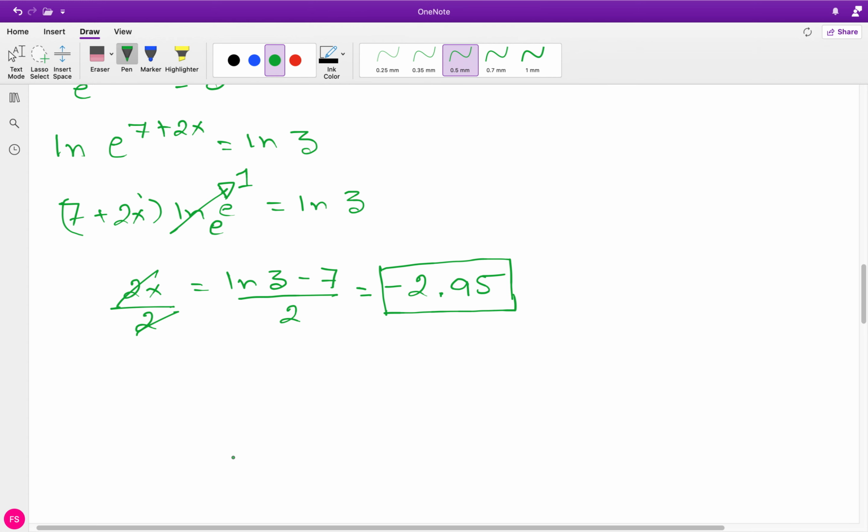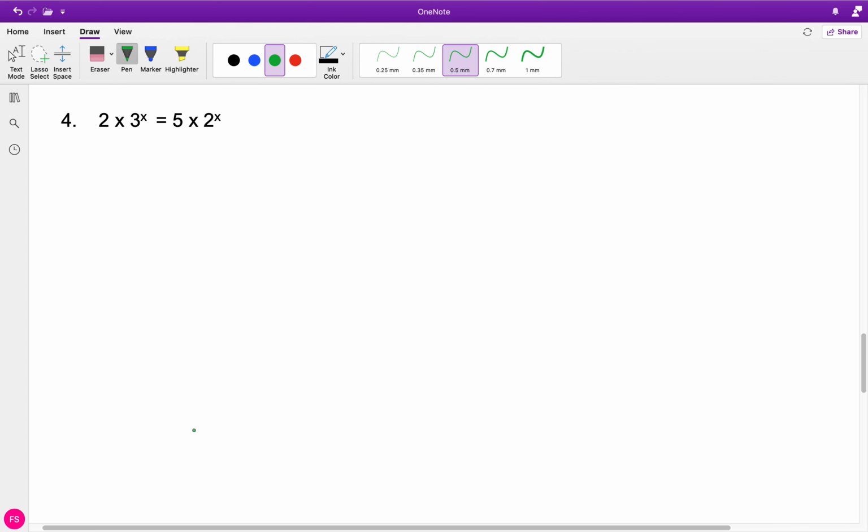Okay, let's move to number 4. This is a different type. We have 2 times, this is not x by the way, 2 times 3 to the power of x equals 5 times 2 to the power of x. So I'm going to take log both sides first. This side I will have log of 2 times 3 to the power of x. This side I will have log of 5 times 2 to the power of x.